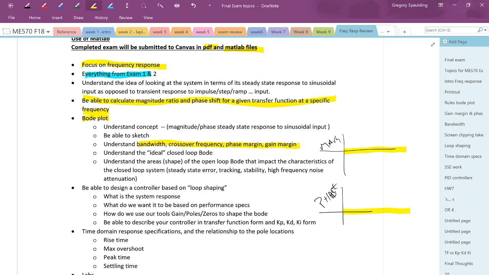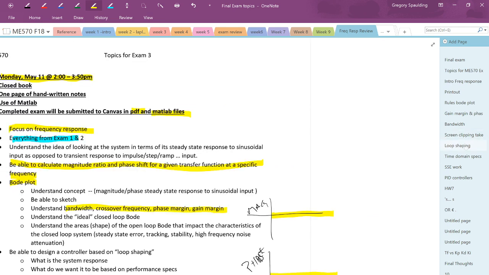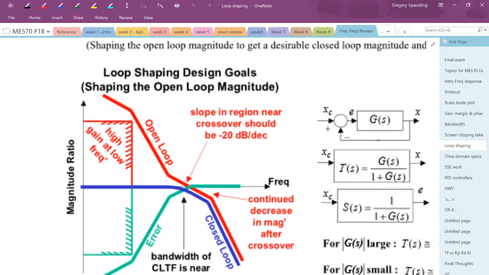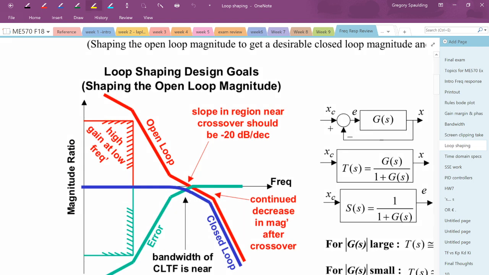How do we modify the open loop shape of the Bode to get the closed loop Bode to what we want it to be? And the way we did that, we talked about the open loop Bode as being, let me see if I've got this, loop shaping. We talked about the open loop. We want to push it up in the lower frequencies, down in the high frequencies, and through the crossover frequency, we want it to be minus 20 dB per decade.